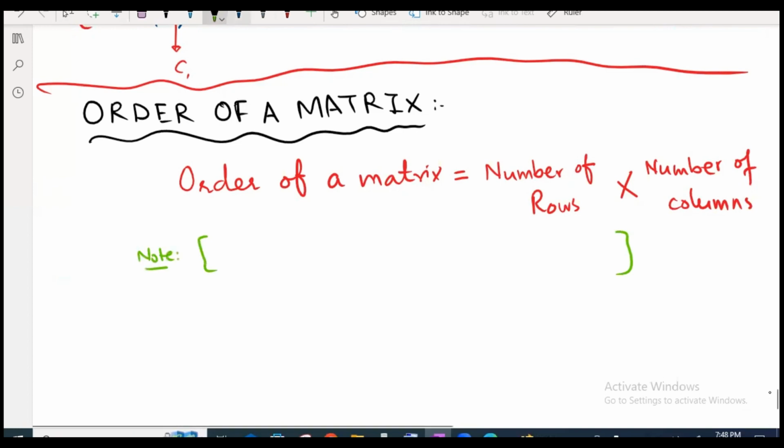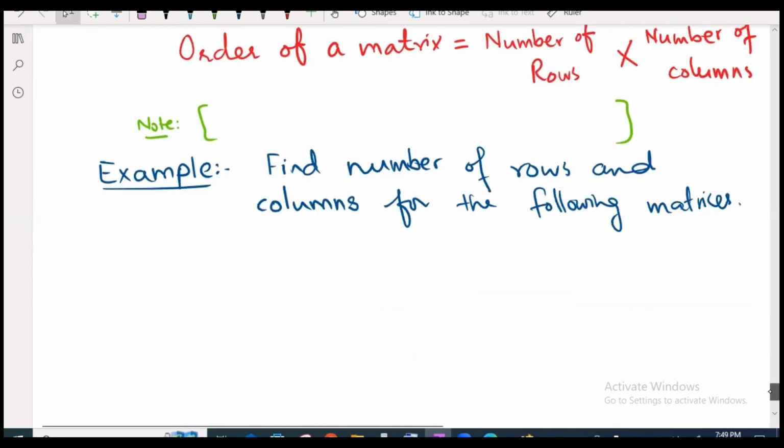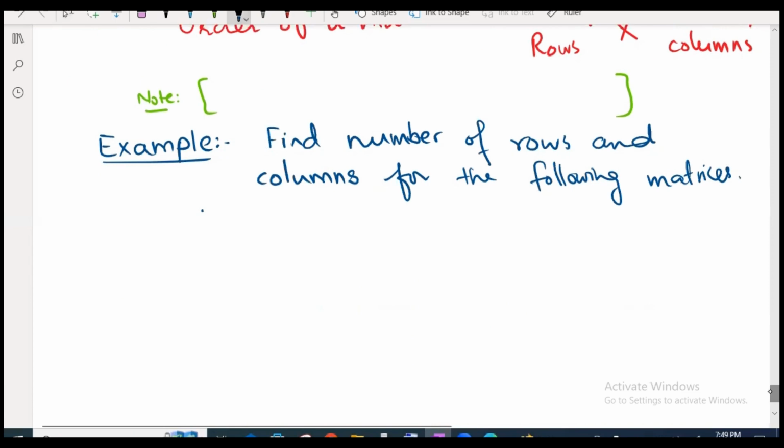Let's take some examples. Find the number of rows and columns. Let's suppose part 1: 5, 2, 0, -1. Part 2.